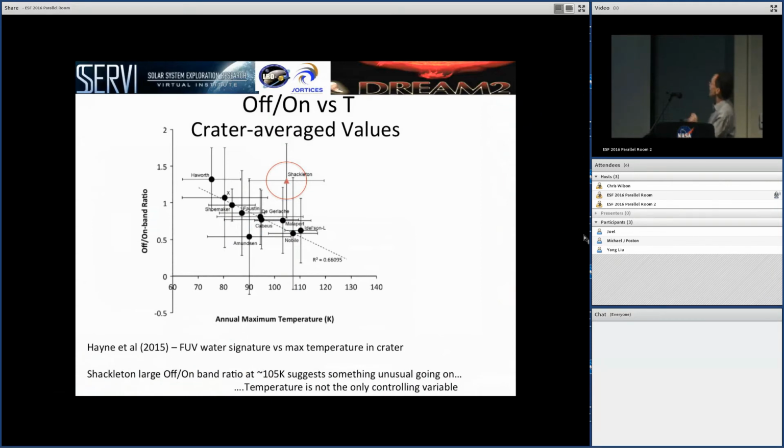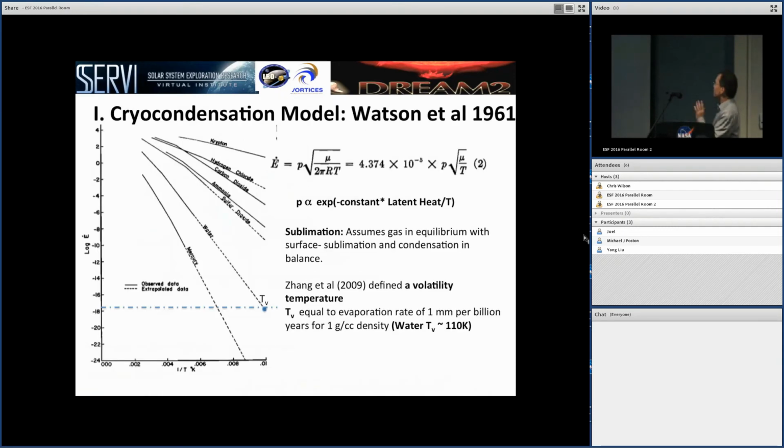He in fact also presented on-off ratios versus temperature at the crater level, and he found a really nice correlation with the annual maximum temperature within the crater. The one exception is Shackleton, as it turns out, which tends to be UV bright across that whole band. So we want to talk a little bit about the exception here.